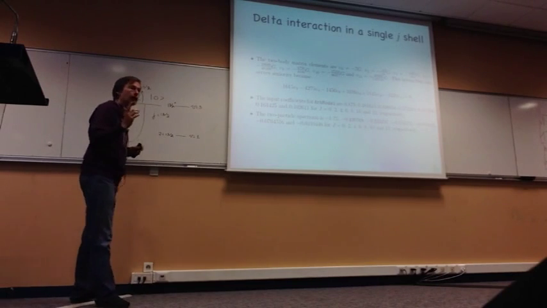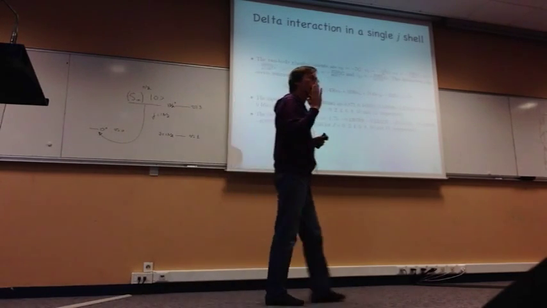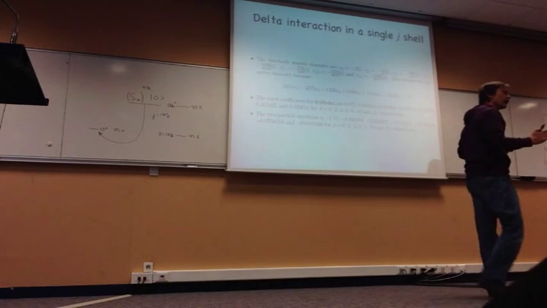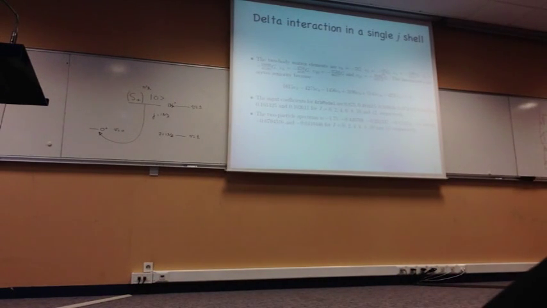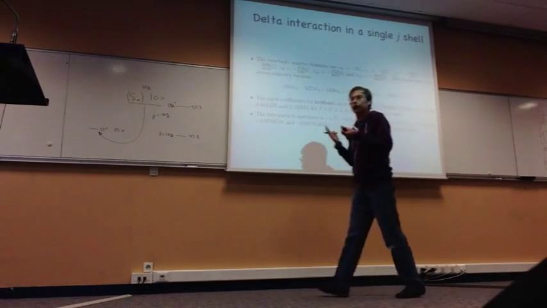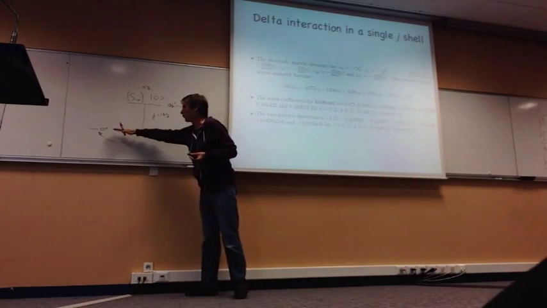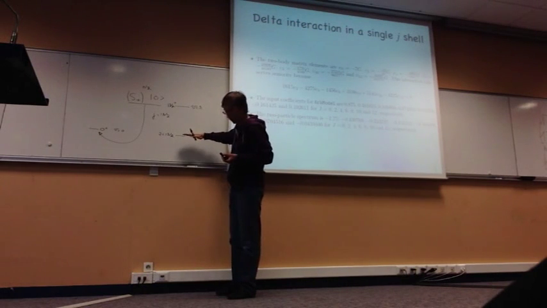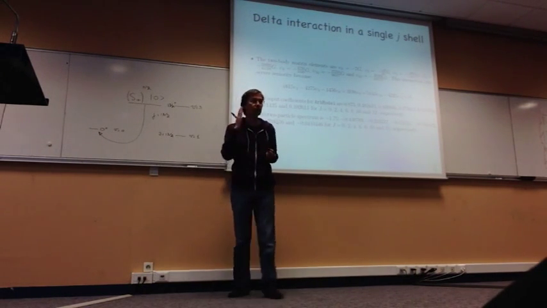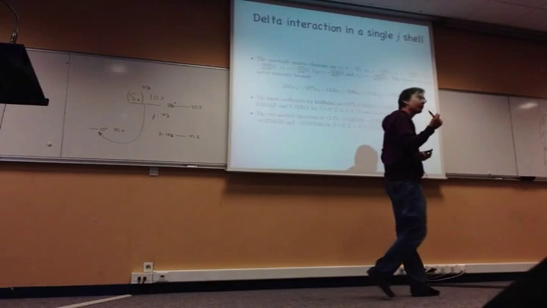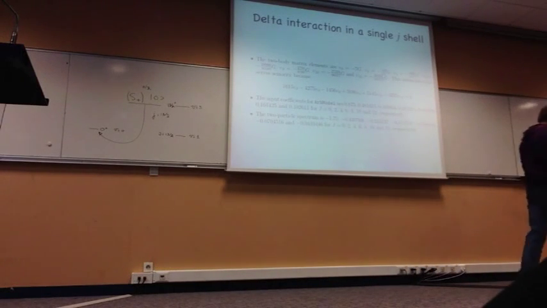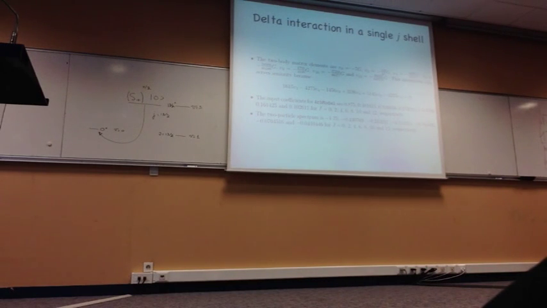That doesn't mean that the delta interaction is solvable. There are many states for which you cannot give an analytic expression, but you have a subset of states, like the ground state for the nucleus, which are solvable and which have a well-defined structure. So that was sort of the objective of that exercise. Okay.